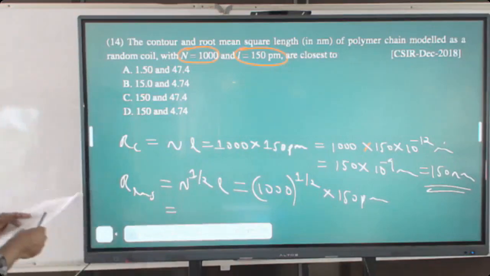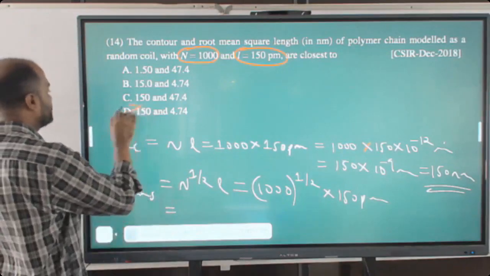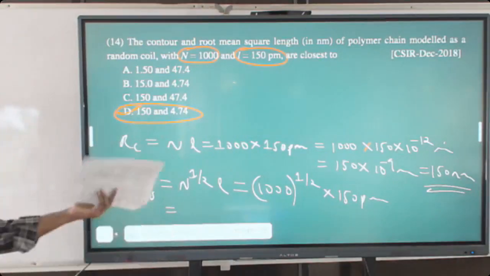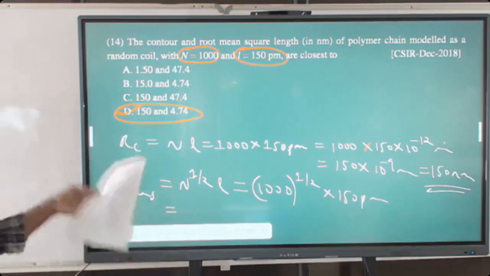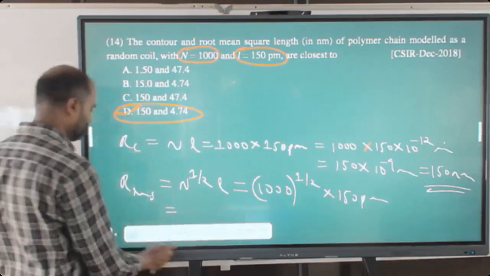Multiple. For the answer, you just use the calculator to find it. Option D will be the correct answer. 150.74 nanometers. Correct answer is option C. Sorry, option D is the correct answer. 150.74 nanometers. You can use the calculator. In the NET and GATE exam, you are allowed to use the calculator. Use the calculator and solve. Option D is the correct answer.